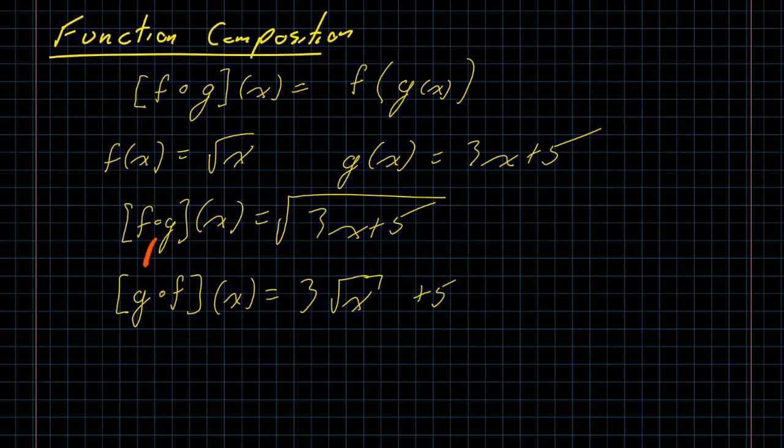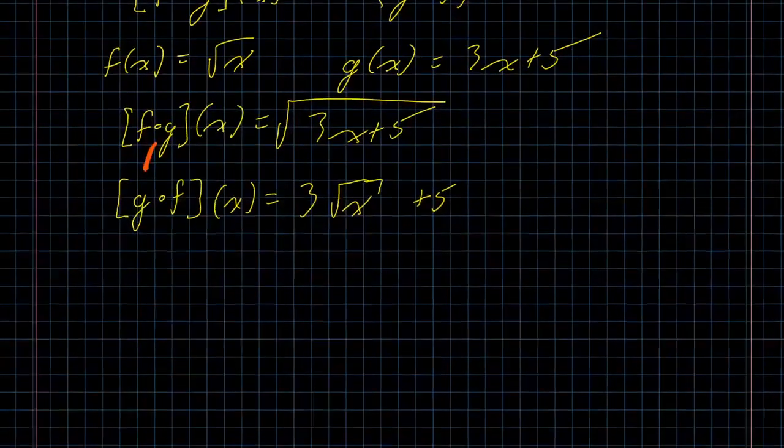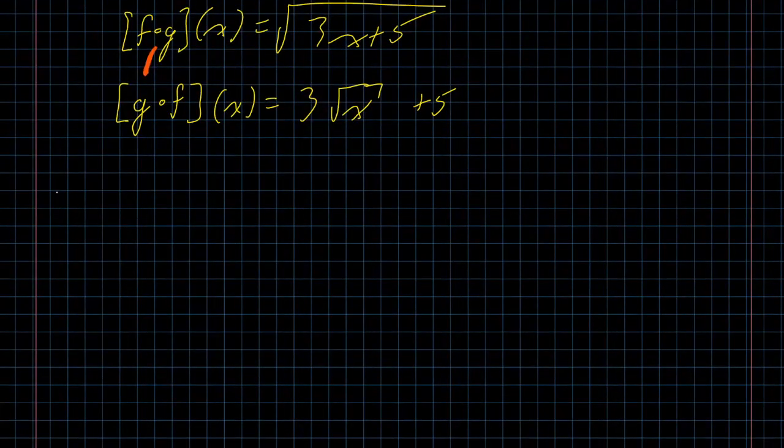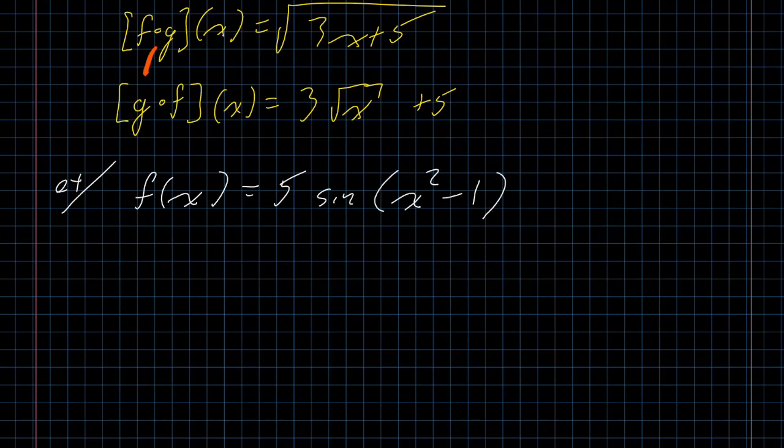And so depending on what you're working with, sometimes you can think about the composition. Sometimes it's easy, sometimes it's a little bit more challenging. Let's go to one more example here. How about f of x is equal to 5 times the sine of x squared minus 1?